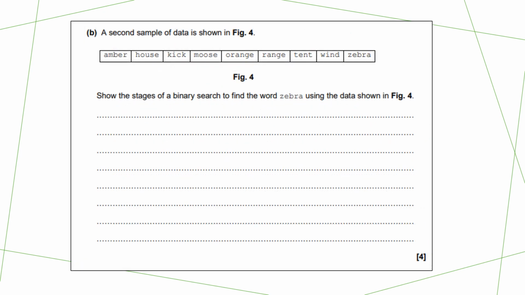For the second part, it says a second sample of data is shown in figure 4. Show the stages of a binary search to find the word zebra using the data shown in figure 4. Now this data is obviously in order, and we are expected to show the stages of a binary search. This one is much easier to write down the steps, or the stages as it calls it here. You just need to think about the binary search method and what actually happens. You should be able to write down in bullet points the stages to find that word. So have a little go. You're going to want to pause the video because we're about to go through the mark scheme for the last 2 questions.